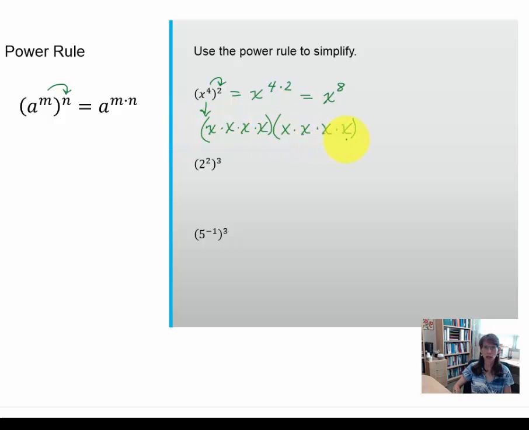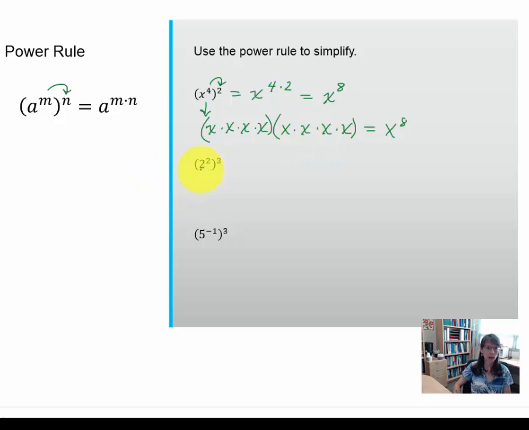How many x's do you see? Well, there's 4 there and 4 there, so we have x to the 8th. Notice how it's the same answer, but it's a lot faster just to multiply. So at least you can see maybe why it works to multiply.